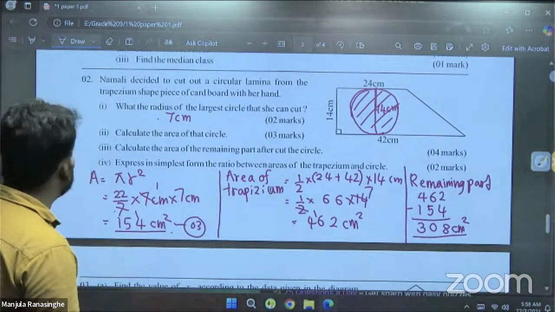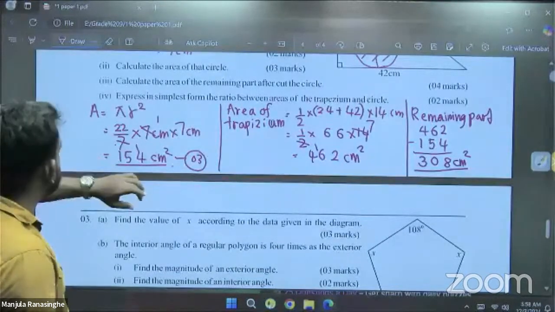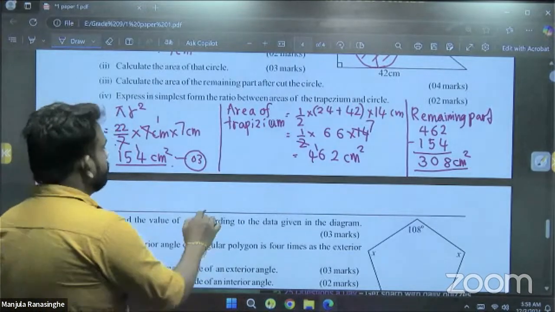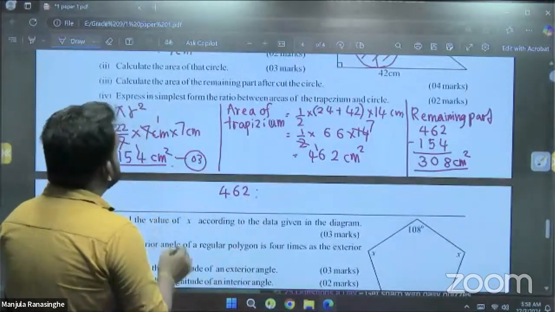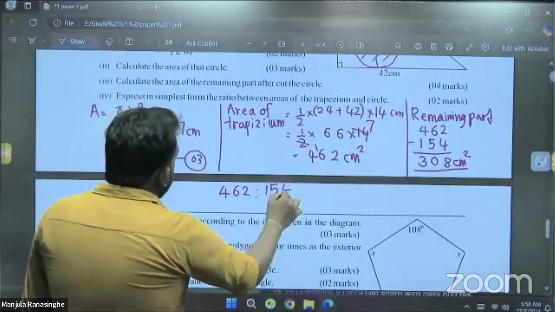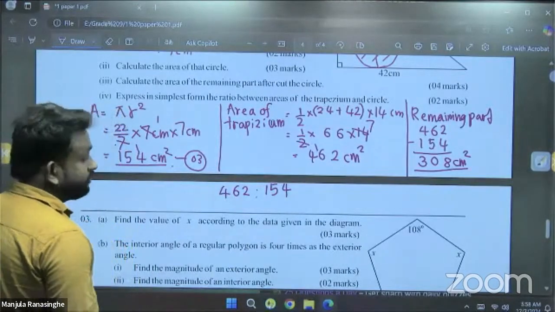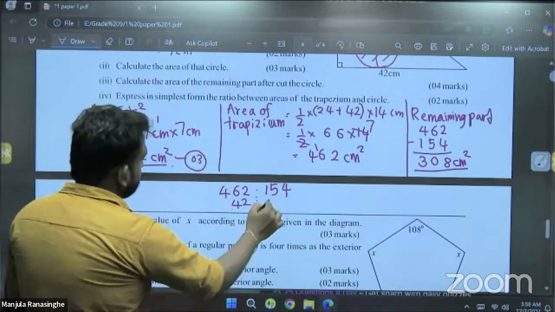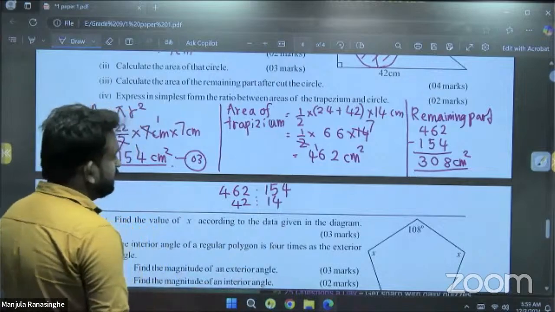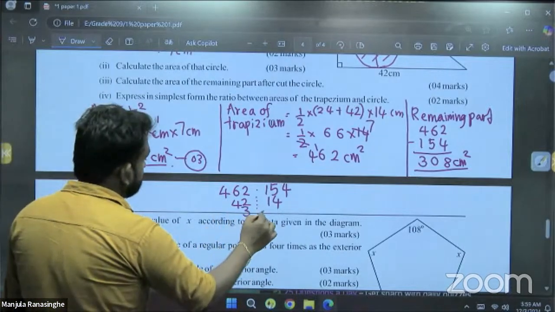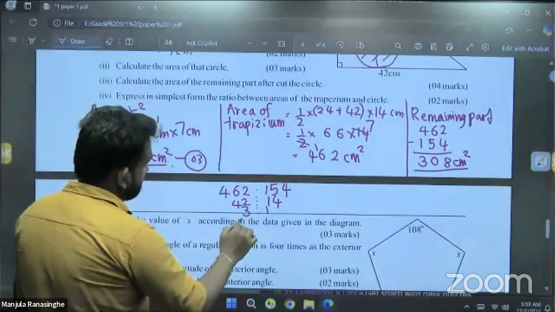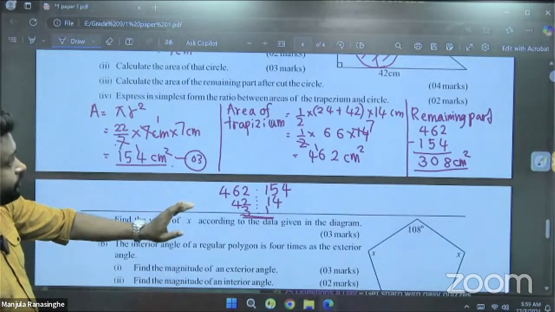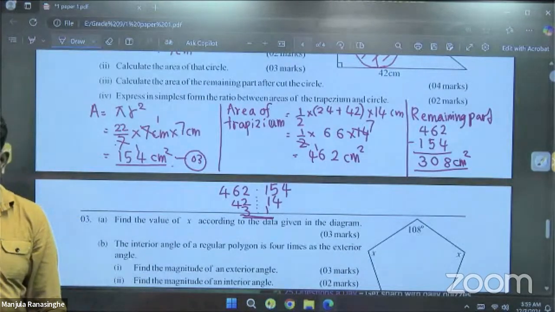Last question. Express in simplest form the ratio between the area of the trapezium and the circle. What is the area of the trapezium? We found 462, to the area of the circle, which is 154. Now you can divide by 11. 11 4s are 44, 11 2s are 22, 11 1s are 11, then 4. Again you can divide by 14, 14 3s, 14 1s. It divides exactly by 154, giving 3. So the ratio is 3 to 1. The simplest form is 3 to 1.